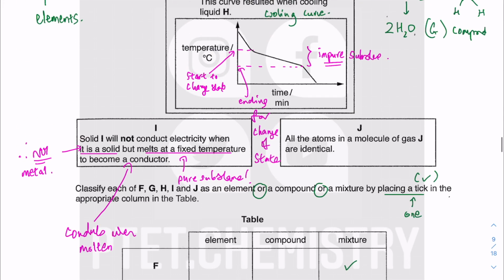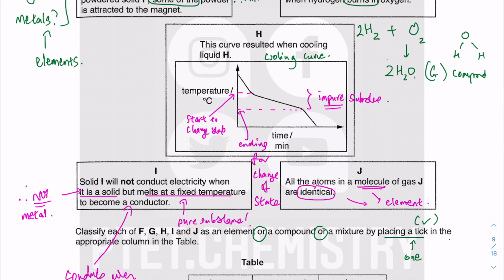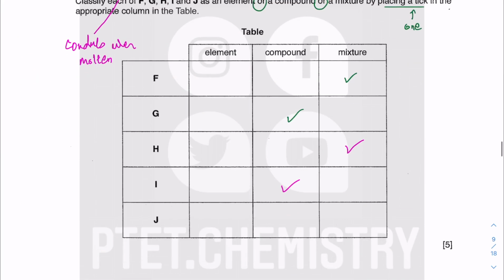How about J? All the atoms in a molecule. Remember that a molecule consists of two or more atoms chemically combined together, and when the atoms are identical, then you get something called an element because it only contains one type of atom. Elements can be molecules, elements can be atoms, such as noble gases. So J must be an element.